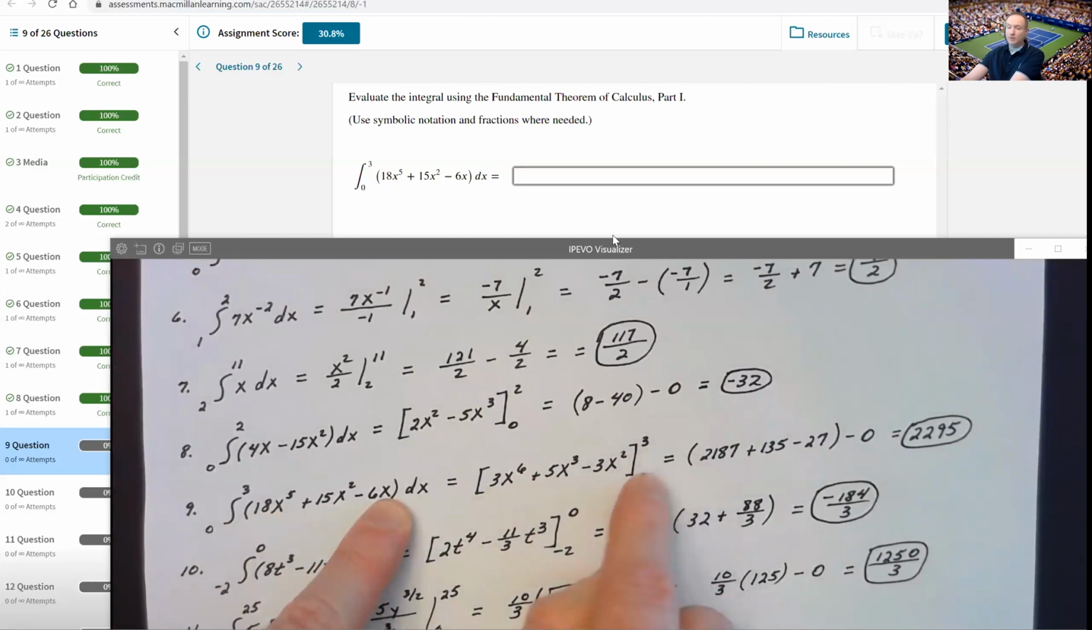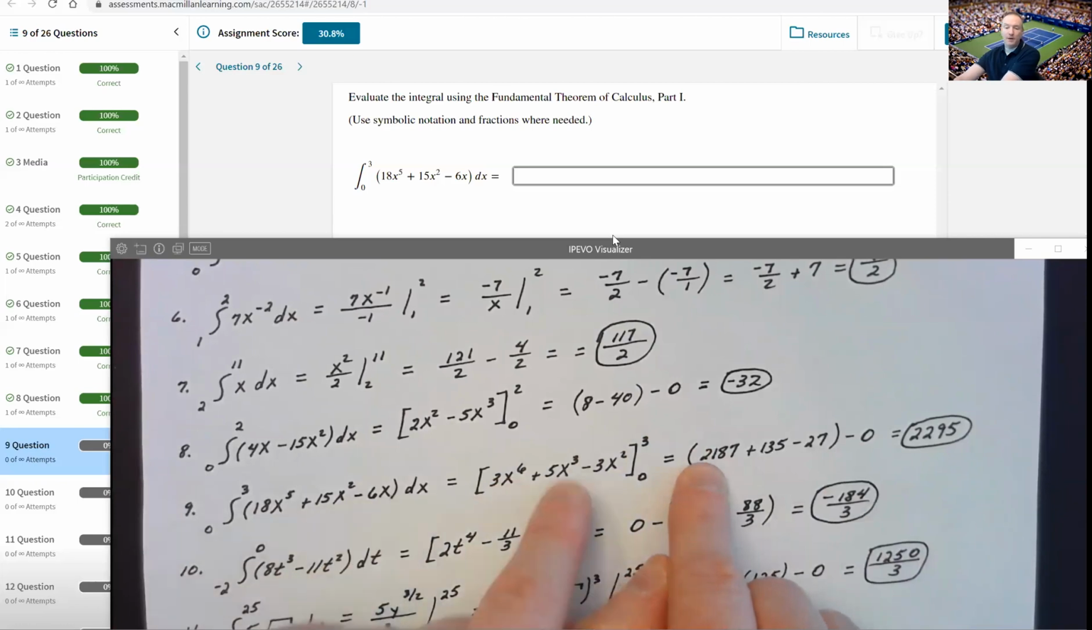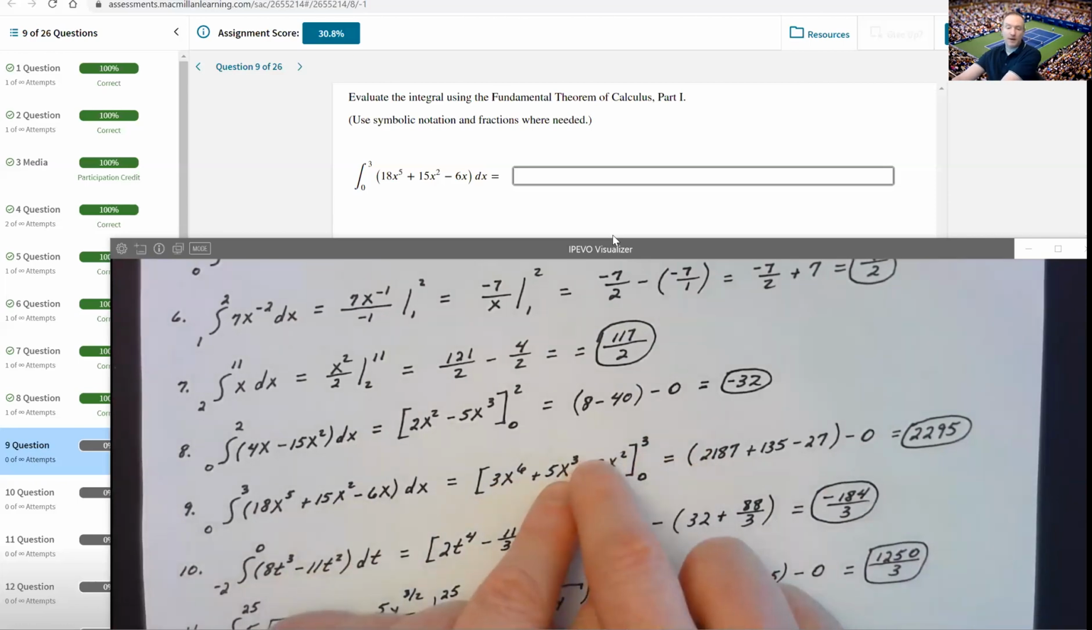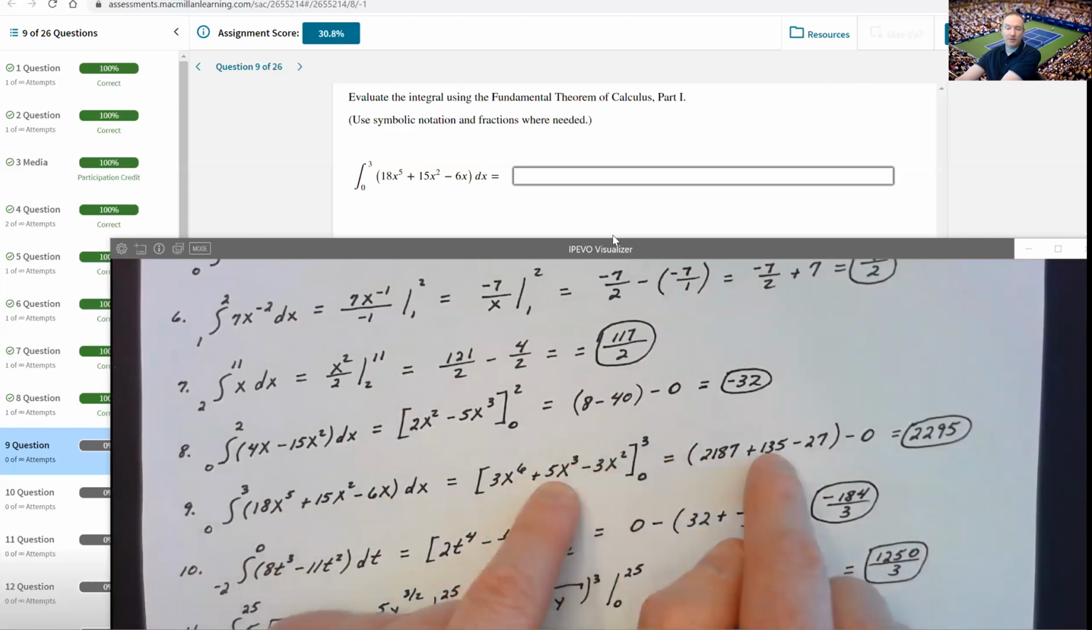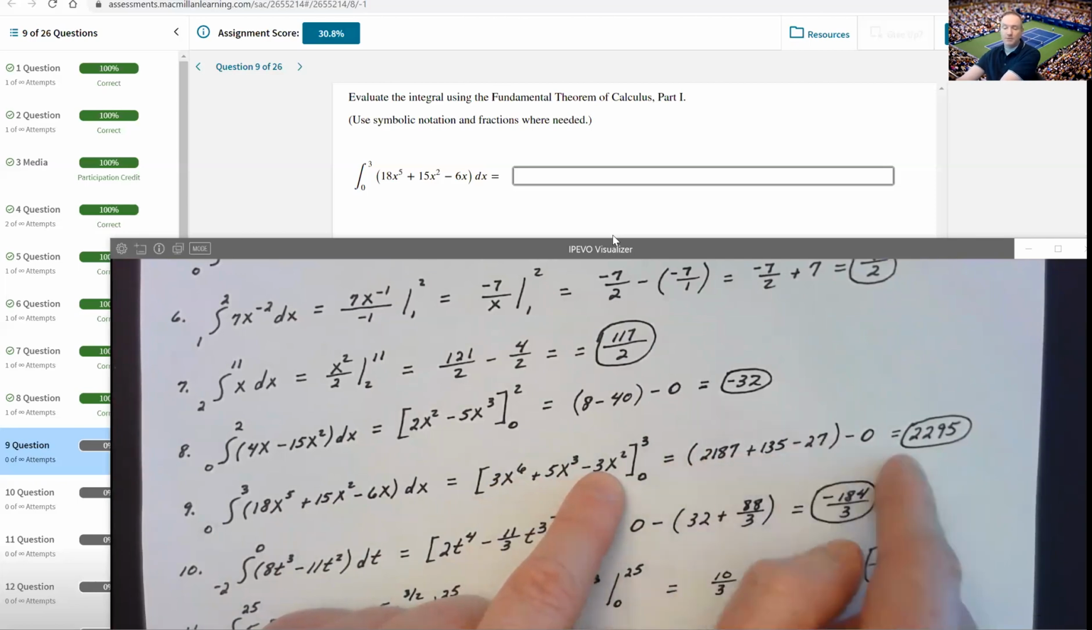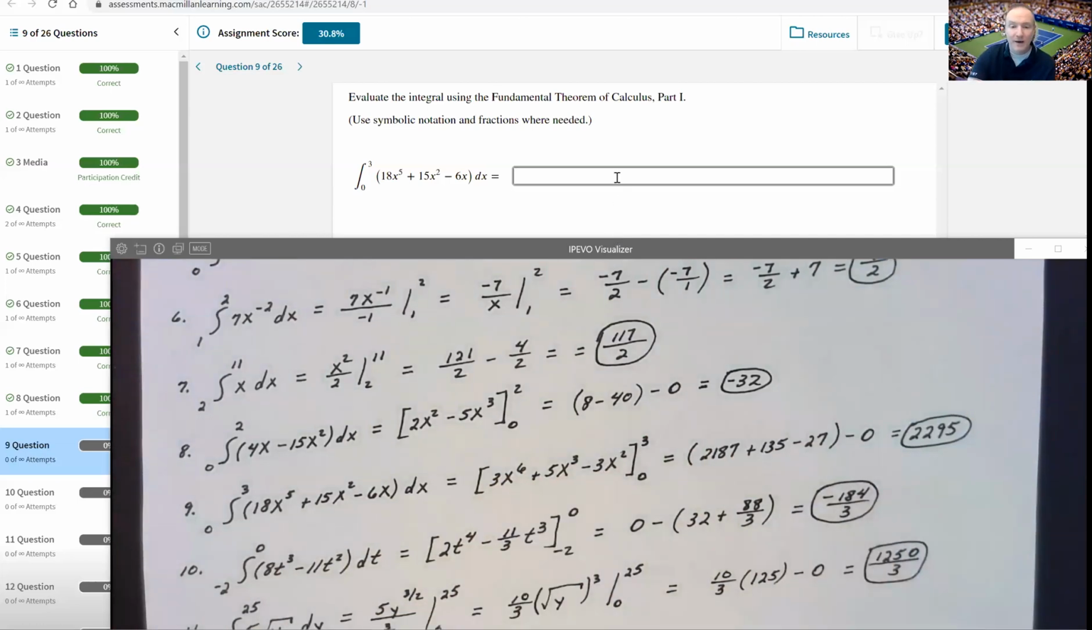Yet again, you can just ignore the lower limit of integration because when you plug a 0 into that function, you're going to get a 0. The only answer you get is when you plug in a 3. I have 3 to the 6th power times 3. That gave me the 2187. Plus 3 to the 3rd power, 27 times 5. That gave me the plus 135. And then minus 3 times 3 squared. That's 3 times 9, minus 27. Put those into your calculator. You'll get a 2295 for the final answer for this integral. That would be the area between the curve and the x-axis from 0 to 3.